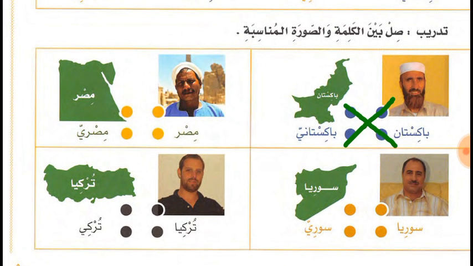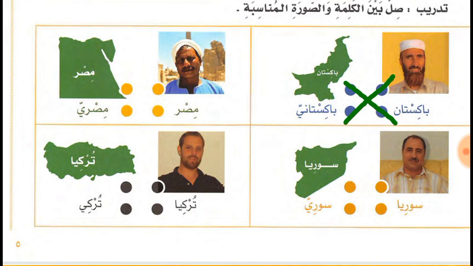Sil bainal kalimati wa suratil munasiba. Join the word. Al kalima means word. Join the word with the appropriate picture. In the first picture, you see a Pakistani male. In Arabic, we call him Pakistani. So we will join the picture of the Pakistani male with the word Pakistani by drawing a line between these two blue dots. Then we have a map of Pakistan, which in Arabic is called Pakistan. So we will join the map of Pakistan with the word Pakistan. Similarly, do this with all other pictures and words.